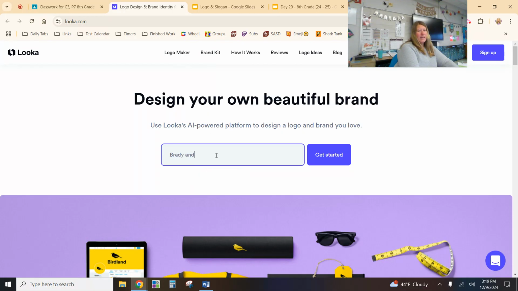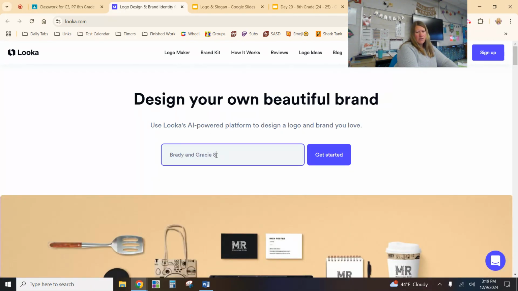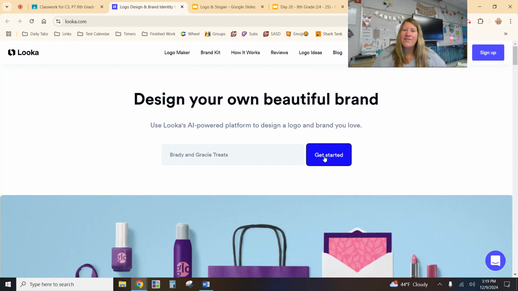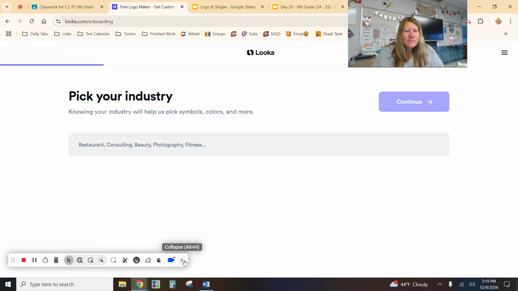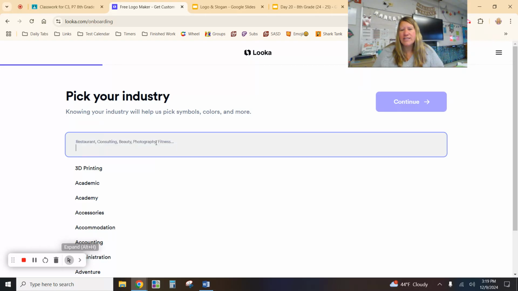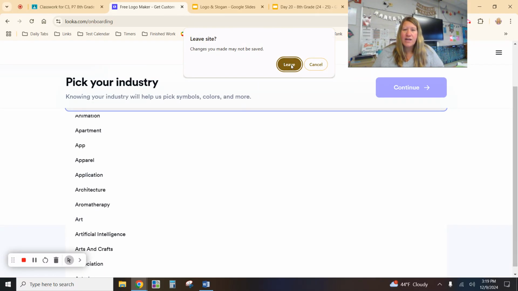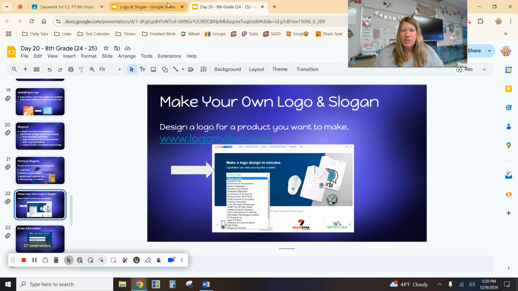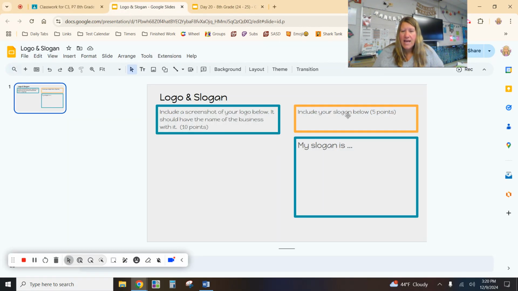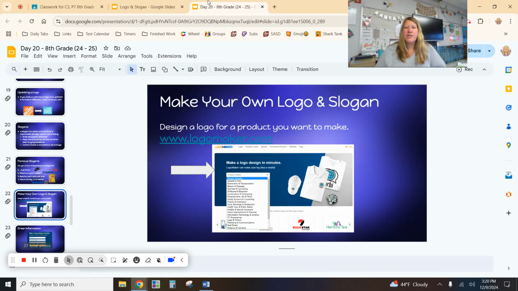So we have Brady and Gracie treats. Are you ready for my slogan, y'all? The perfect treat for your cat. Get it? Okay. Anyway. So you can go through this website and you can use this one if you would like to. Either one, it doesn't matter. But you are going to take a screenshot of your logo and then you're going to tell me what your slogan is over here. So I want a logo over here, slogan on the right. Boom, when you're done, turn it in.